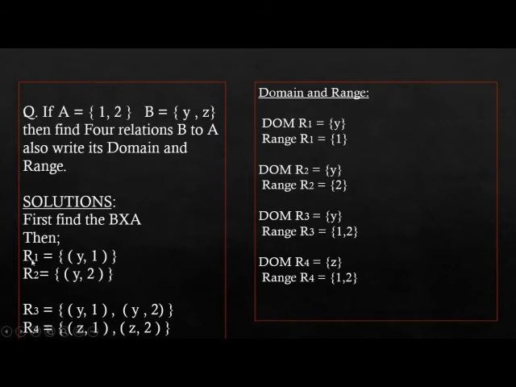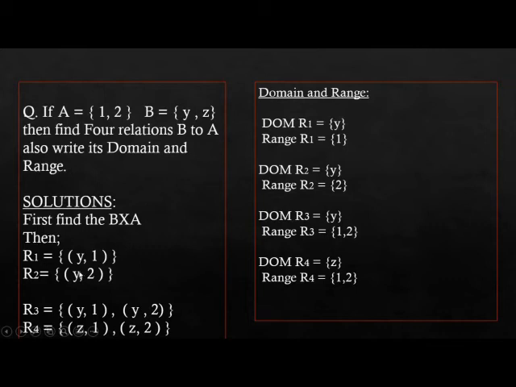So you can write relation number 1, which is y1, then y2 in the second relation, y1, y2 in the third relation, and z1, z2 in the fourth relation. So you have to find the domain and the range of these relations. The domain of relation 1 is y, because this is the first element of all the ordered pairs. There is only one ordered pair, and its first element is y, so it is the domain of R1. Then the range of R1 is 1, because it is the second component of this ordered pair.